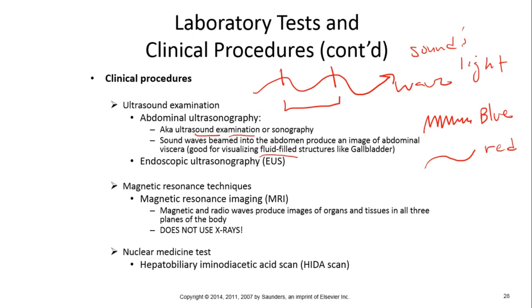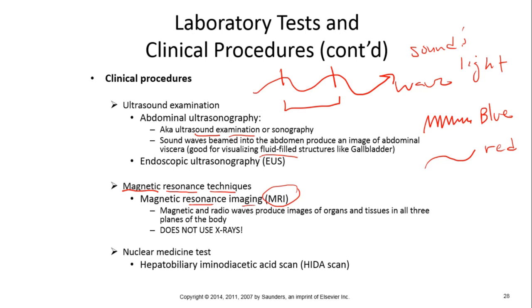Another one is using electrical fields, magnetic fields, for example, the magnetic resonance technique, where you use something known as magnetic resonance imaging, or MRI, which uses magnetic and radio waves that produce an image of those organs and tissues in all three planes of the body, 3D now, not just one, but it doesn't use X-rays.